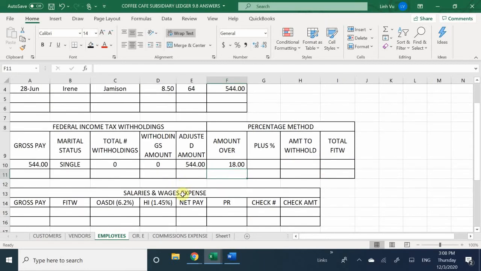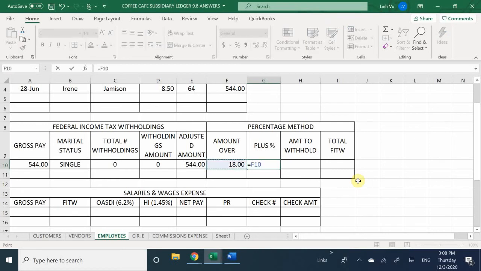$18. Yes, $18 extra. With that one, she belongs in the 12% bracket, so anything that's extra is going to be taxed at 12%. What is the 12%? 18 times 12. Is it $2.16? Yes, it is.